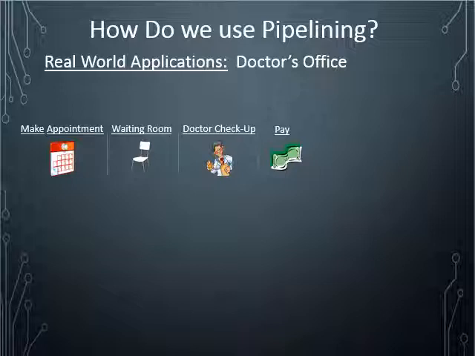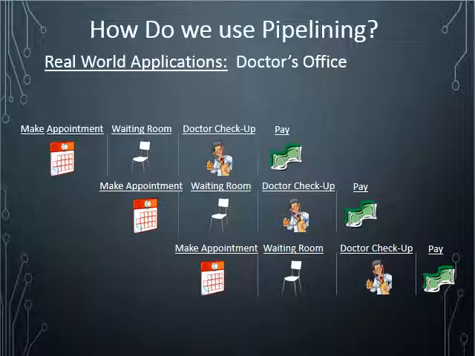Once one patient has made an appointment to see the doctor, another patient can make an appointment right after. The doctor can only see one patient at a time, so each patient has to wait one cycle before they can see the doctor. This process can continue for however many patients the doctor has.